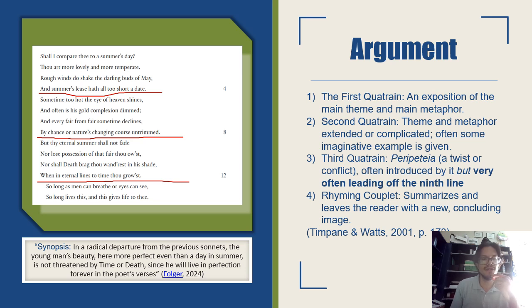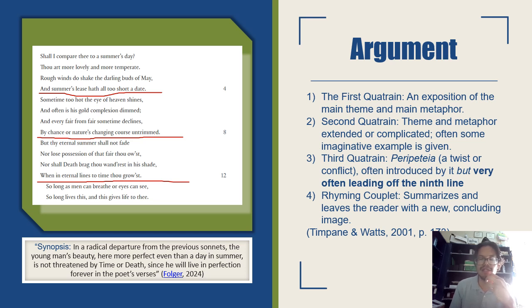And in the last two lines, lines 7 and 8, we're going to look at the real problem with a summer's day. When we're looking at this person's beauty, this object of Shakespeare's affection, here's where a summer's day falls short of this person's beauty. And every fair from fair sometime declines. Summer ends by chance or nature's changing course untrimmed, right? So it's just the rule of nature. A summer's day is going to come to an end.